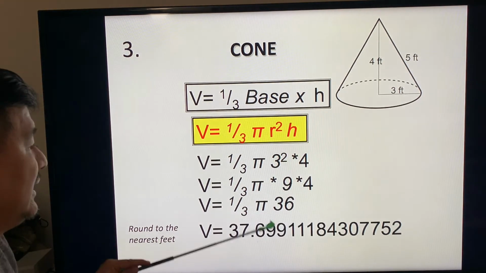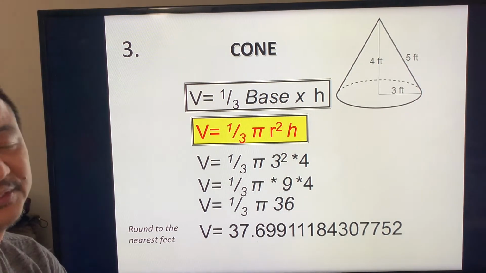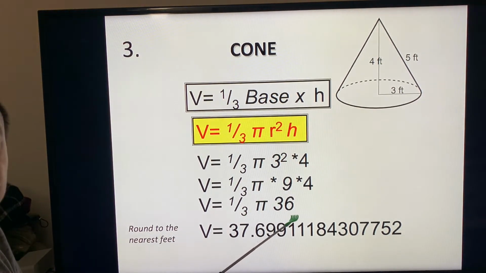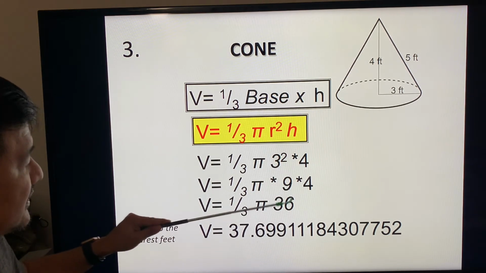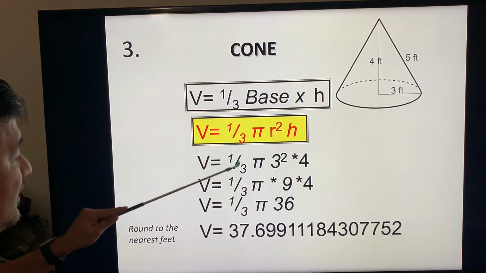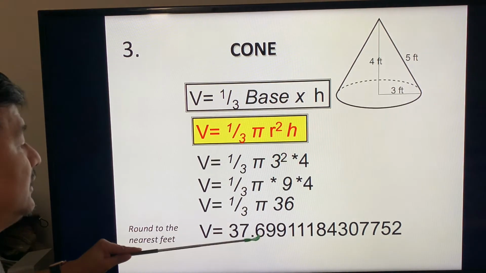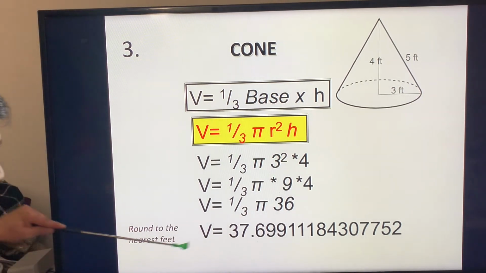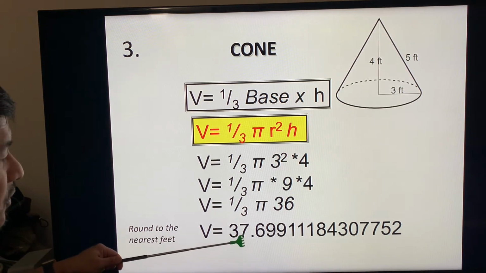Divide by 3 and times pi, you will get a non-terminating decimal once again. There are different ways to do this, guys. You could multiply 1 times pi times 36 divided by 3, or multiply 1/3 of 36, which is 12. 12 times pi, you'll get the same thing. But it says here, round to the nearest feet. Therefore, I want it to be a whole number.